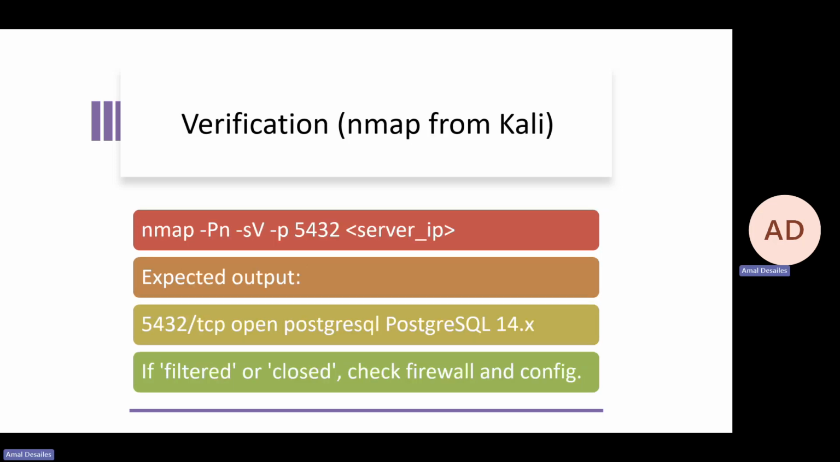Then Nmap. Now on the Kali machine run nmap -Pn -sV -p 5432 server IP address. The -sV does version detection, and the -Pn skips host discovery, which is useful if ICMP is blocked. If everything is correct, Nmap should show 5432/tcp open postgresql and possibly the version. If it is filtered or closed, that indicates a firewall or a bind problem. If it is open but no version is shown, that's okay. Some configurations suppress the version info. For live demos, run the Nmap scan now and show the output.